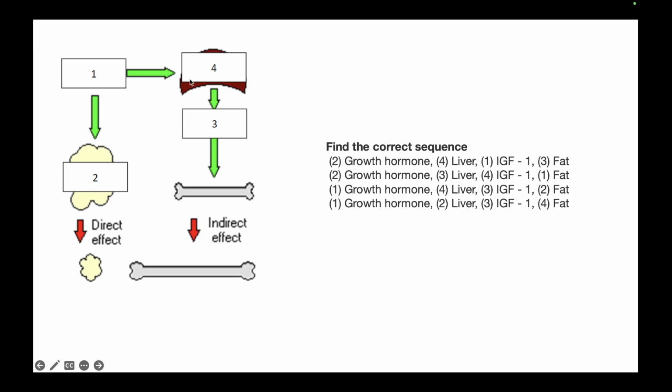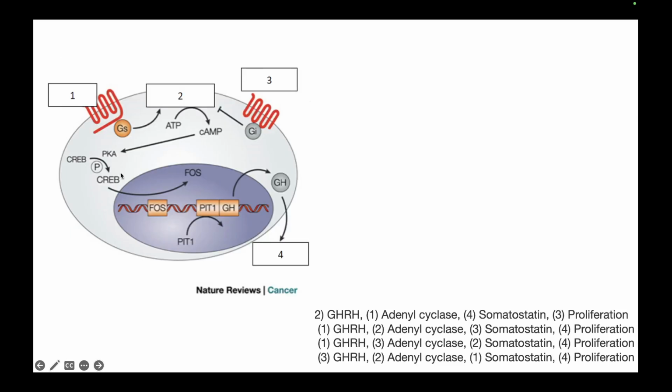The second effect is on the liver. From the liver, IGF-1 is secreted, which is insulin-like growth factor, which helps in the lengthening of the bone, which is the indirect effect of the growth hormone. Okay, so here is how the growth hormone release from the somatotrophs in the pituitary gland is being regulated.